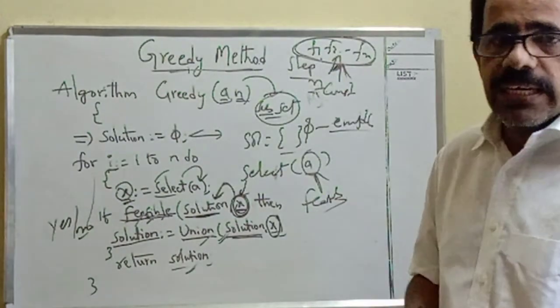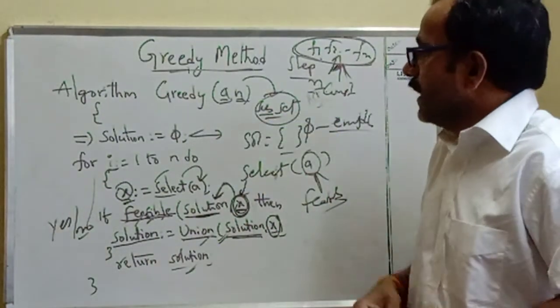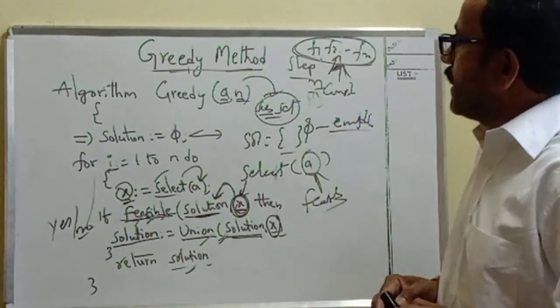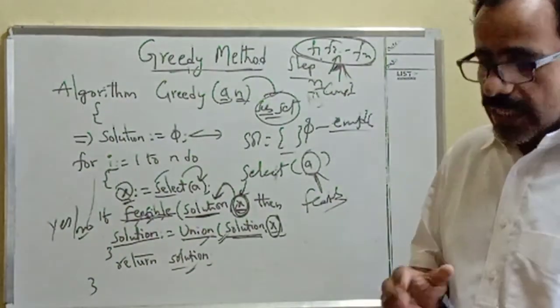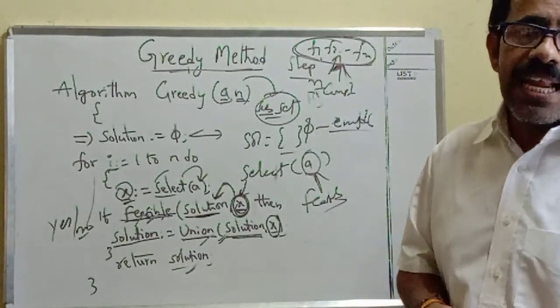I will tell you in the next video. In the next video, I will start the examples under the greedy method. The first example is the 0/1 knapsack problem. In the next video, I am going to explain the 0/1 knapsack problem.